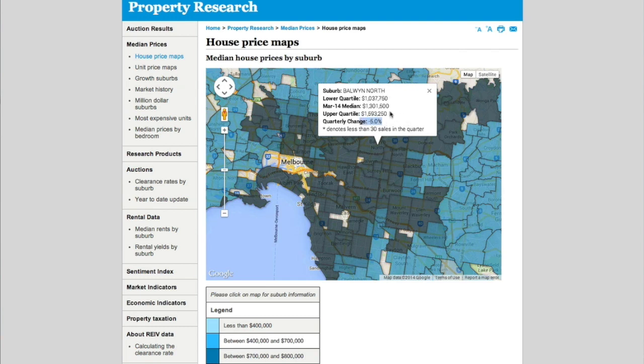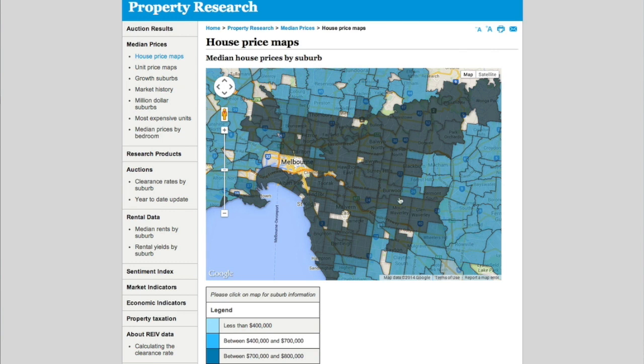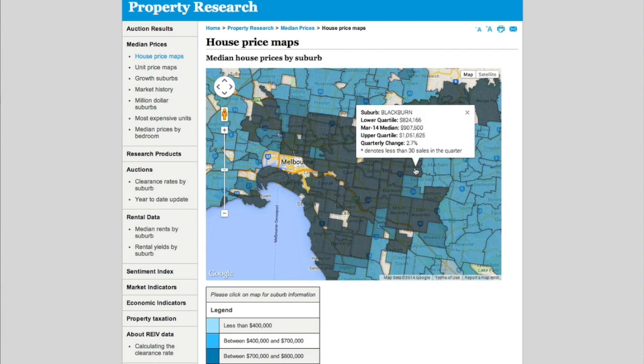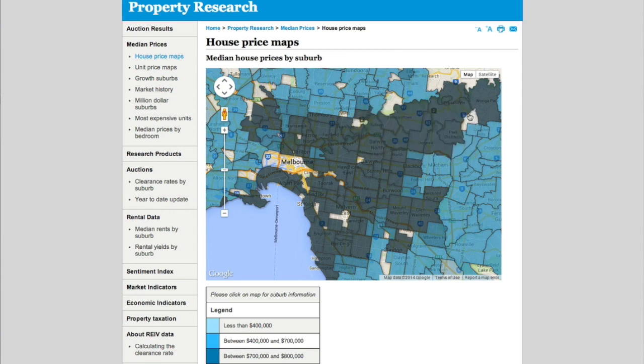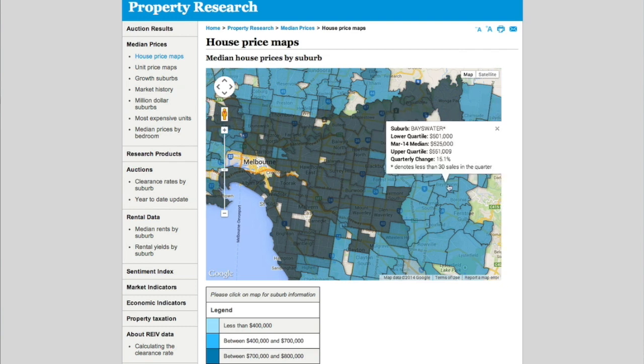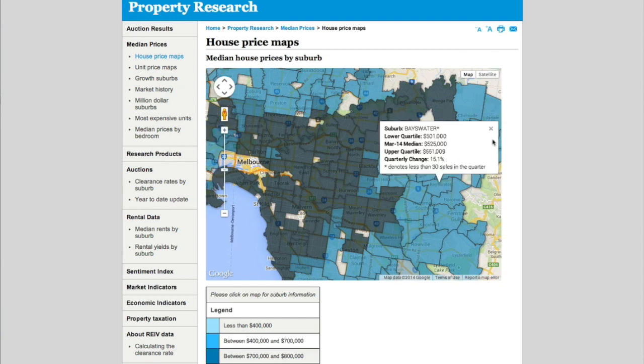Sorry, not the price. Actually, the median price has gone down 5%. So it's negative 5%. And you can look at different areas. It's negative 2.7. But if you look at certain pockets, you'll find, so this is up 2.7%. So you can quickly click on certain suburbs and find out, okay, what's happening there. So 3.6% in the last quarter. Heathmont's doing well. For example, Bayswater, 15.1%.